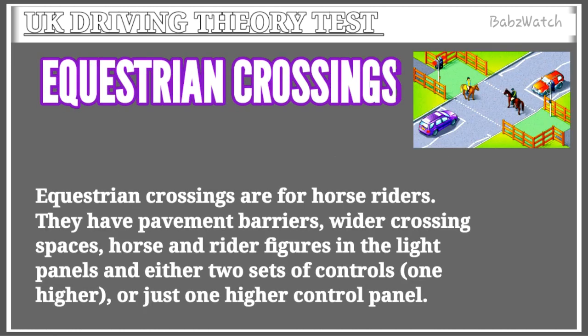Equestrian crossings. Equestrian crossings are for horse riders. They have pavement barriers, wider crossing spaces, horse and rider figures in the light panels and either two sets of controls, one higher, or just one higher control panel.